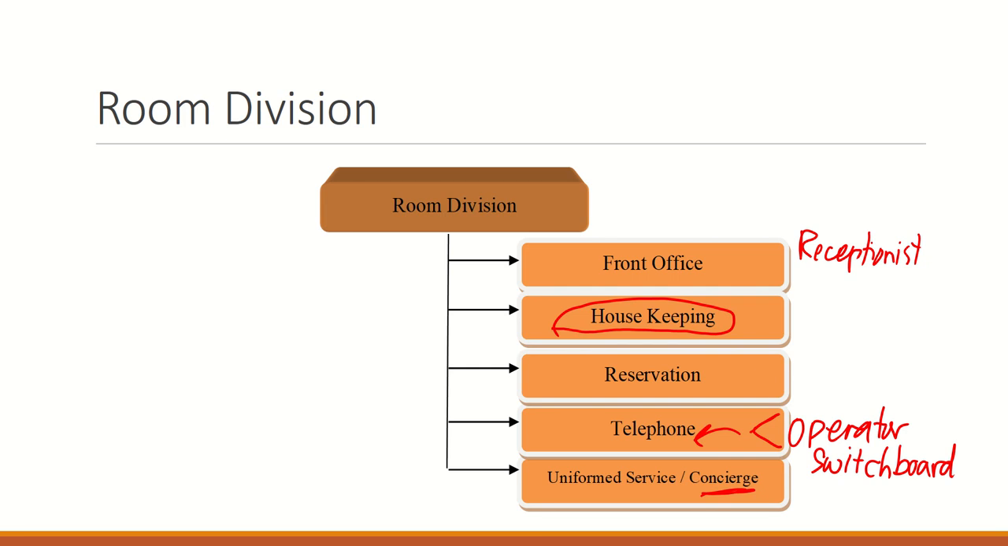So it means that a concierge is a person who helps guests with everything, both about the hotel and outside the hotel, in order to make guests feel like they are staying at home, feel warm, welcome, and comfortable. And uniformed service is the department that is responsible for uniforms. Okay, next one.